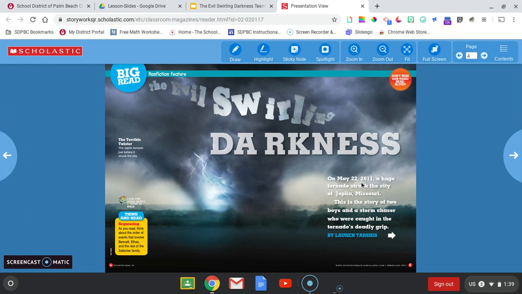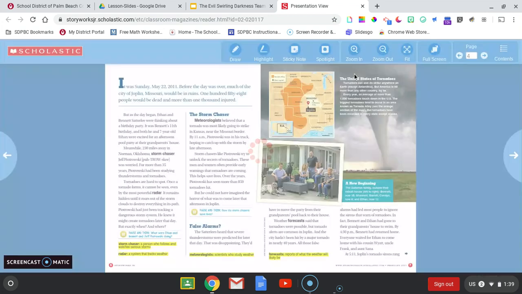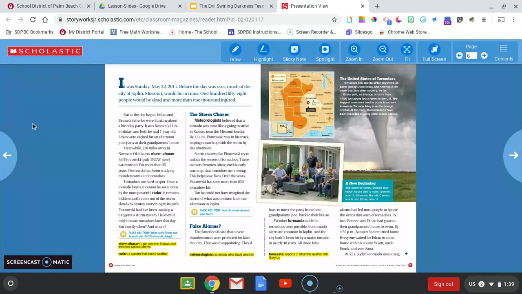On May 22nd, 2011, a huge tornado struck the city of Joplin, Missouri. This is the story of two boys and a storm chaser who were caught in the tornado's deadly grip. Oh gosh. That's why I said storm chasing is not safe. It was Sunday, May 22nd, 2011. Before the day was over, much of the city of Joplin, Missouri would be in ruins. 158 people would be dead and more than 1,000 injured.